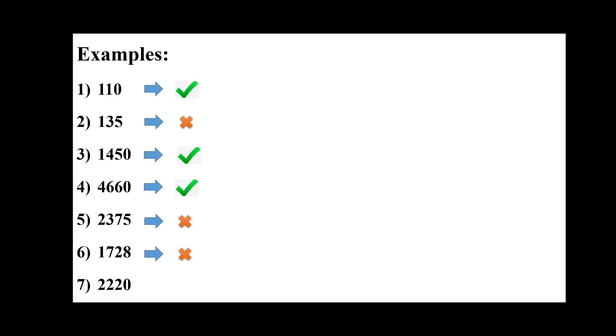Last example, 2220. Can you say 2220 is divisible by 10 or not? Yes, 2220 is divisible by 10. Correct. Because ones place digit is 0. So 2220 is divisible by 10.